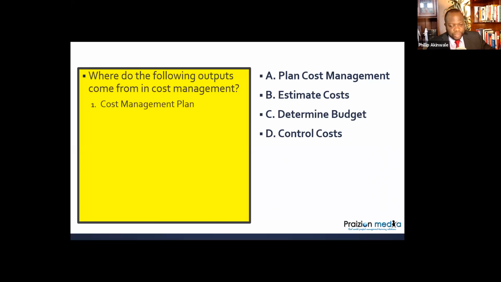Okay? So just to clarify, I'm going to show you an item and I'm going to ask you where the item is from. From estimate cost, you get something else. From estimate cost, you do not get the cost management plan, you get something else. All right, let's relaunch. Here is your next one, 20 seconds.